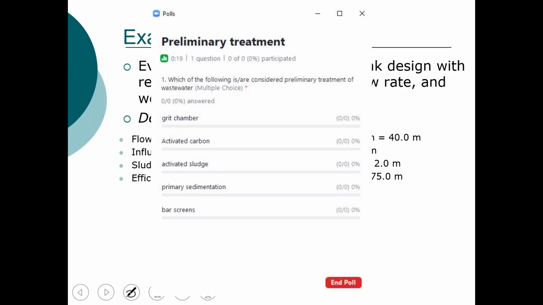Your choices are grit chamber, activated carbon, activated sludge, primary sedimentation, and bar screens. Preliminary treatment includes grit chambers, bar screens, and equalization tanks, which I don't have listed here. Primary sedimentation is considered primary treatment. Okay, so just a little review of what we covered on Friday.